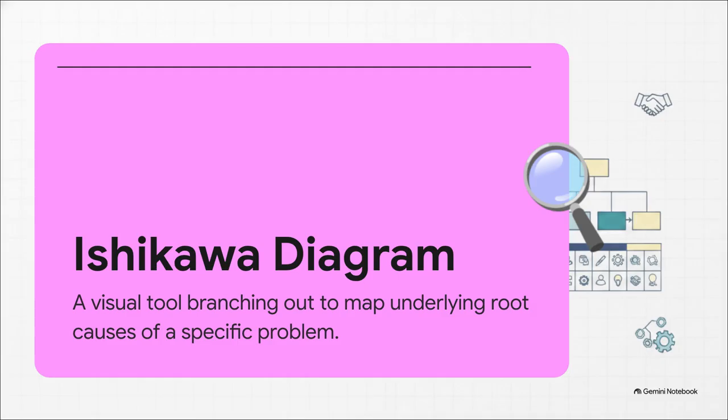The head of the fish represents your specific problem, the actual effect you're seeing, and the bones branch out to categorize the underlying root causes. We're talking things like manpower, methods, or materials. By gathering your team and repeatedly asking the question, why, for each bone, you build this whole thing out.